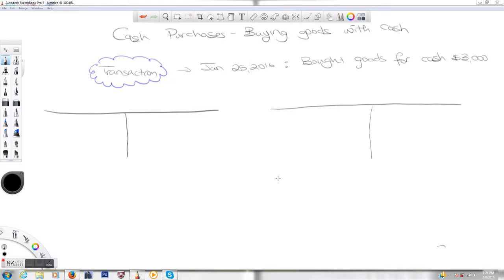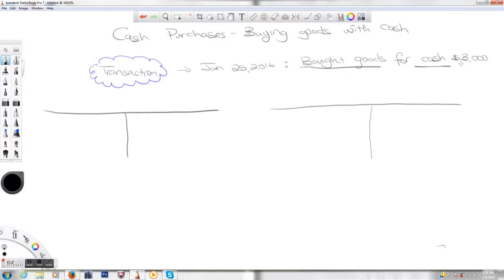Okay, so we're on to lesson 6, where we're going to record a cash purchases transaction. This transaction says on the 25th of January 2016, the business bought goods for cash, $3,000. Same thing, the first thing we're going to do is identify the two accounts that are affected by this transaction. One is bought goods and cash.